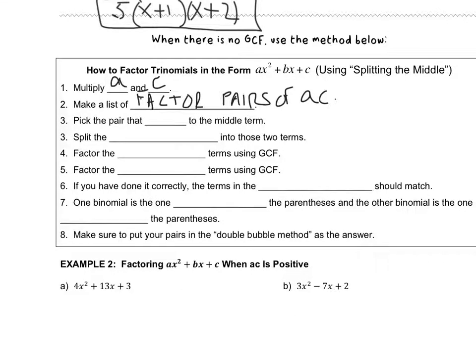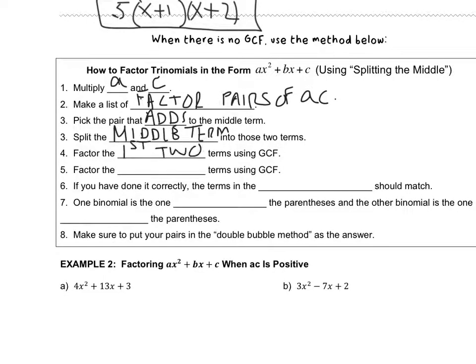So we're not just going to focus on the c in this case, so now we are focusing on the a times the c. Then we're going to pick the pair that adds up to the middle term, just like we did in the past. So we're going to pick the pair that works to add up to the b value in the middle. We are then going to split the middle term into these two terms.